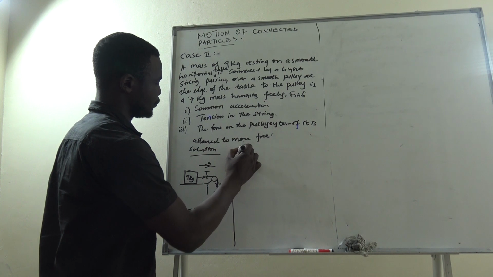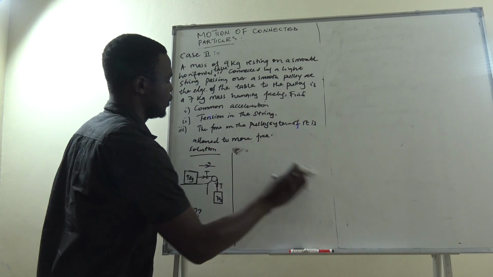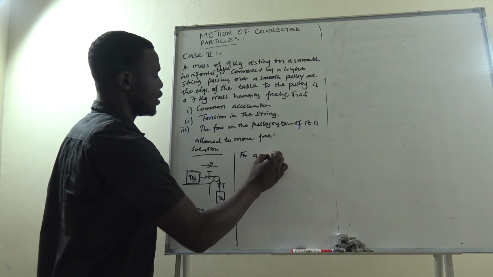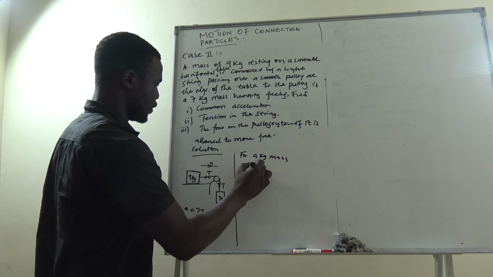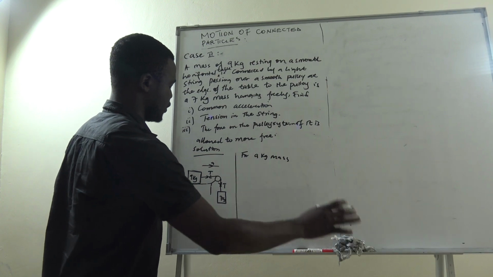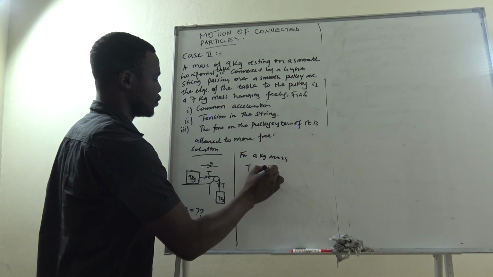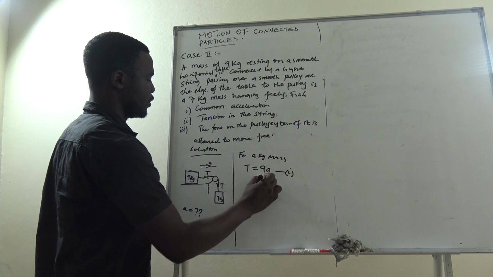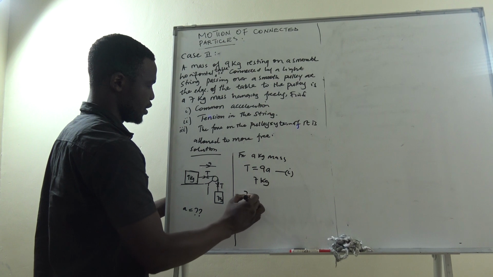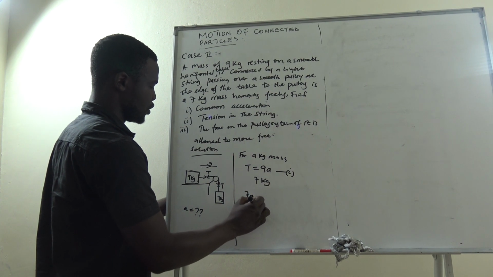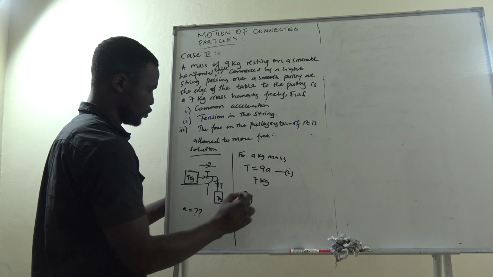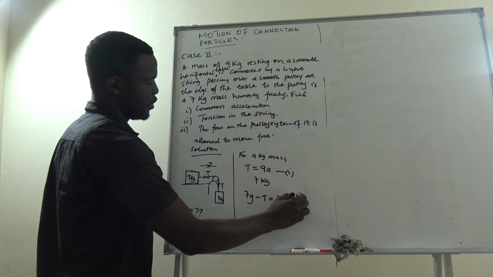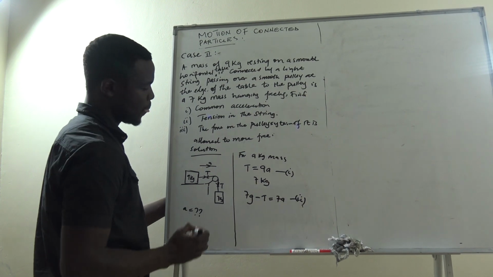Now, let us consider each body separately. For the 9 kg mass, what do we know? We know that the tension should be equal to 9a. We can call this equation 1. And then for the 7 kilogram mass, whose weight is 7g, it is going to pull the body downwards, then minus the tension should be equal to 7a. And this is equation 2.